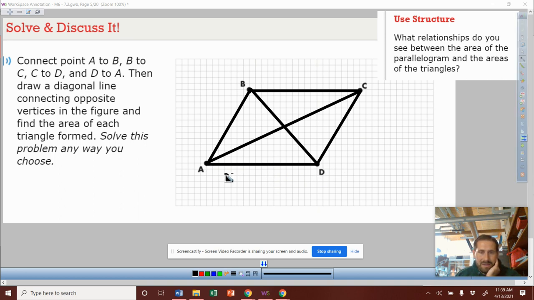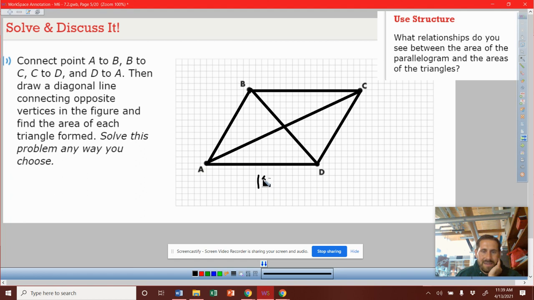So from A to D, 1, 2, 3, 4, 5, 6, 7, 8, 9, 10, 11, 12, 13, 14, 15. It's 18. And then its height, we're going to go 1, 2, 3, 4, 5, 6. If I go, that's 6 tall. Okay.